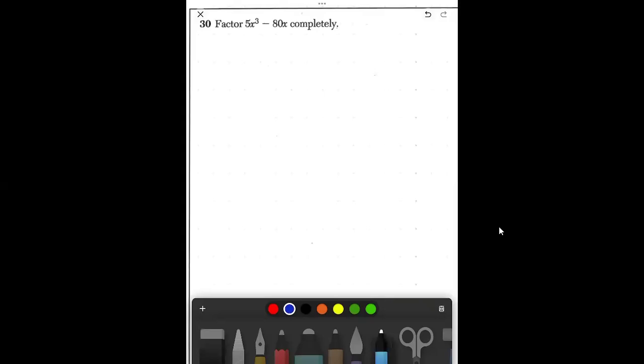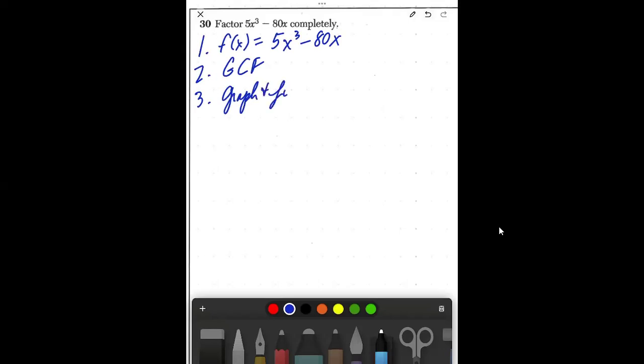The very first thing I would do is make this into a function by setting the expression equal to f of x. Second, I would take the coefficients and find the GCF between the coefficients. Then, once I've made the function and gotten the GCF, I'm going to graph this and find the zeros, because once I find the zeros, I also know what the factors are. So let me go through what you should be doing.